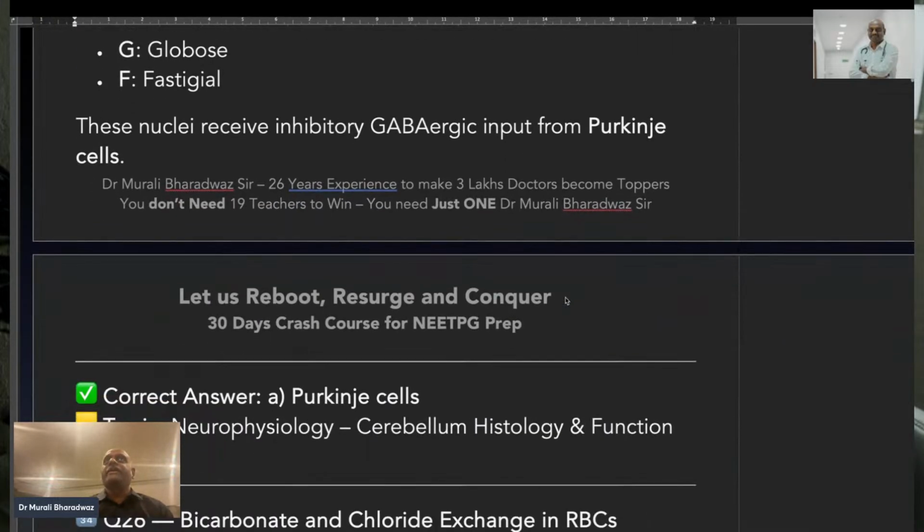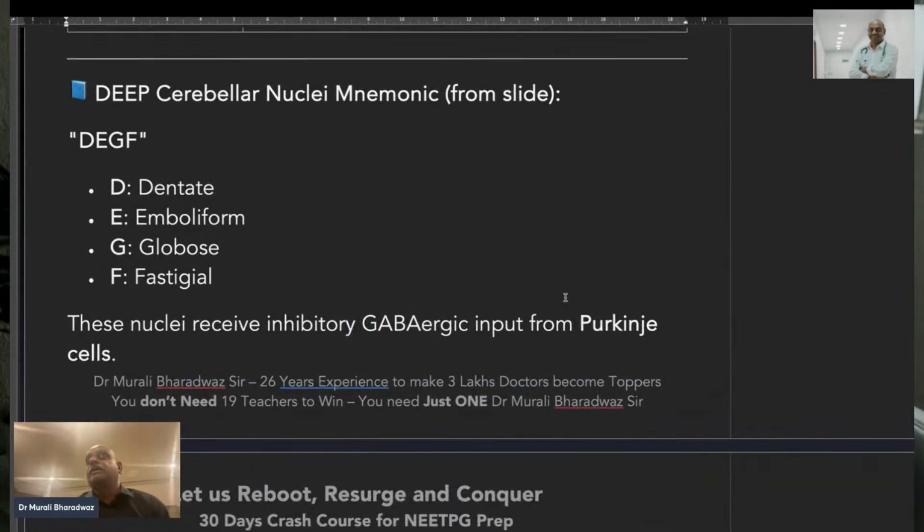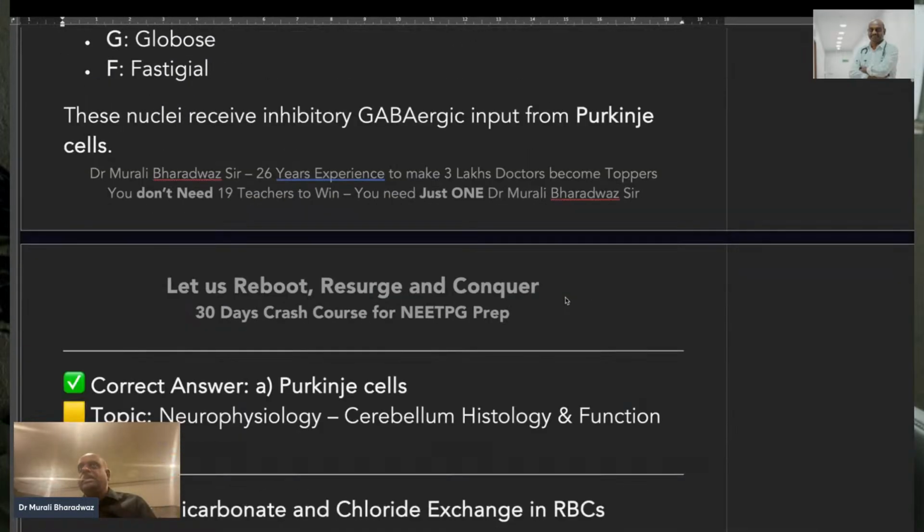So that's the point. So remember, repeat question: dentate, emboliform, globose, fastigial. These four cerebellar nuclei receive the inhibitory GABAergic input from the Purkinje cells. Purkinje is the only output of the cerebellum.